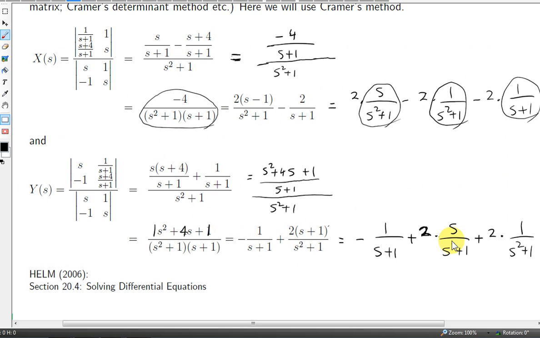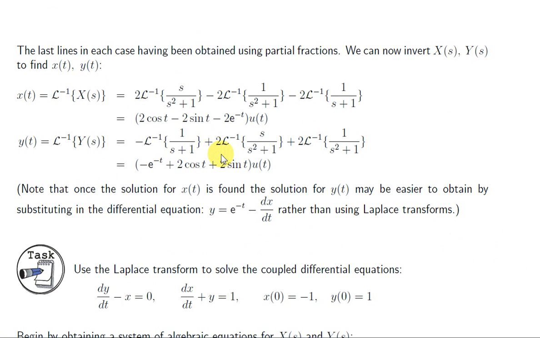As for y of s, we can write it like this. We can write this fraction as two fractions. 2 times s over s squared plus 1 plus 2 times 1 over s squared plus 1. So here we have it. We've already seen these actually. 1 over s plus 1 is e to the minus t. S over s squared plus 1 is cos of t. And 1 over s squared plus 1 is sine of t.